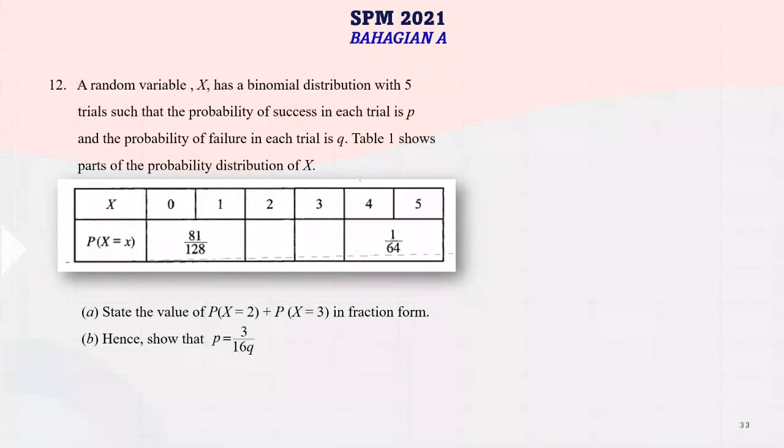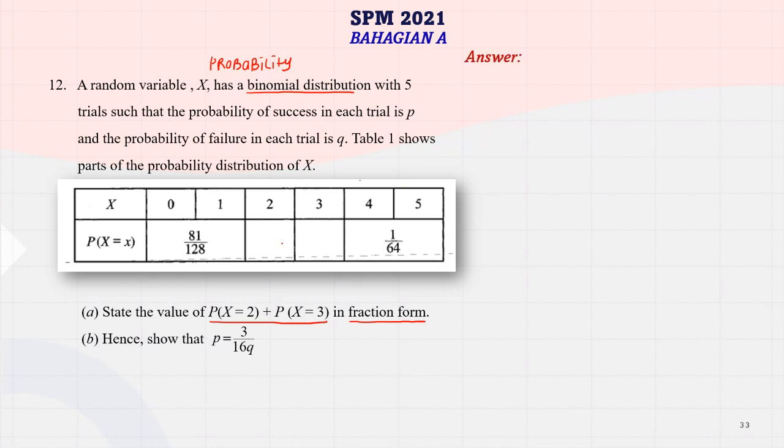Number 12. A random variable X has a binomial distribution. Okay, this is obviously kita akan nampak binomial distribution. It is adalah dalam topik probability distribution. Distribution untuk binomial. We have two types of probability. Satu binomial, satu normal. With 5 trials such that the probability of success adalah P, failure is Q. Table 1 shows parts of probability distribution of X. State the value of P, X equals to 2 tambah P, X equals to 3 in fraction form. Nampak kan dia dah bagi dah, mesti jawapan dalam fraction, tak boleh dalam decimal.